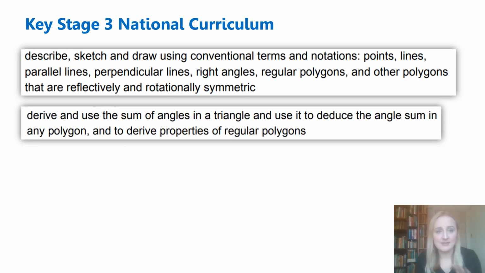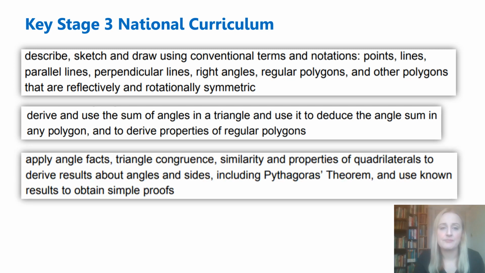Then this bit's interesting in terms of the wording. Derive and use the sum of angles in a triangle and use it to deduce the angle sum in any polygon and to derive properties of regular polygons. So it's specifically saying that you need an understanding of the angles in regular polygons based on the understanding of angles in triangles. That's interesting, that it's quite specific about how to make that link between triangles and polygons.